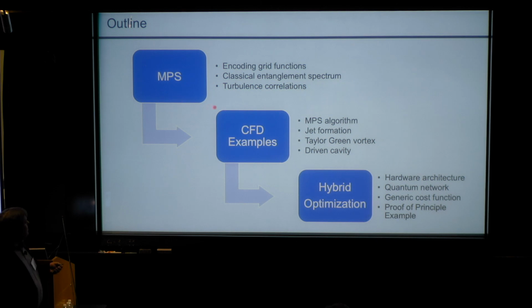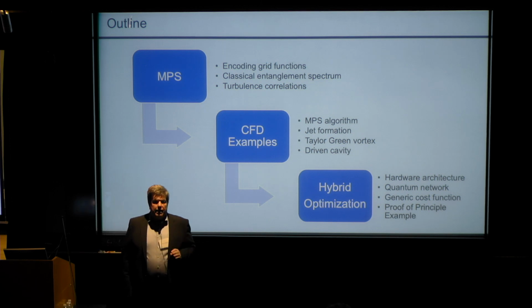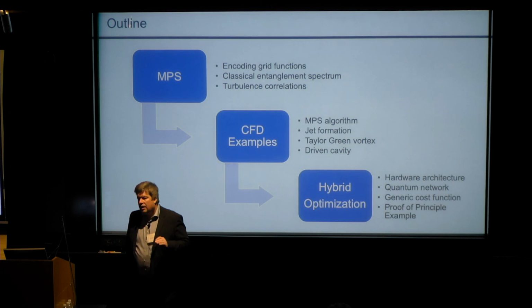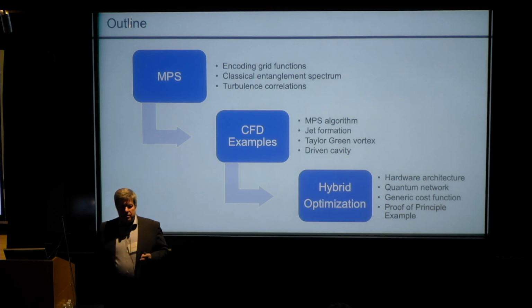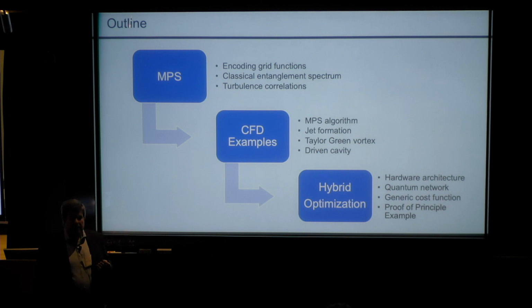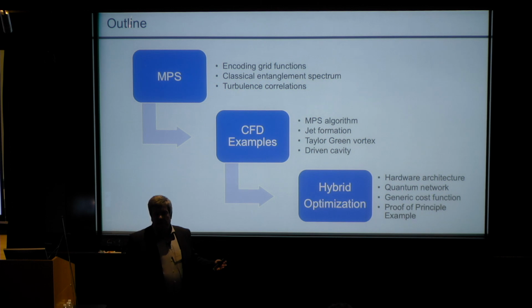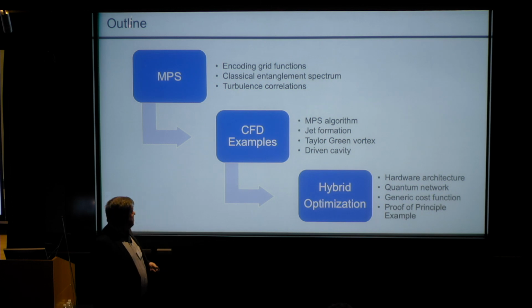Then I will work out and show you classical entanglement spectra and turbulence correlations, and I will do all of that based on solutions that were obtained numerically by standard so-called direct numerical simulations, so numerically accurate solutions to the Navier-Stokes equation. I just take those in a similar way to what we heard in the previous talks. I will take those solutions, write them as matrix product states, and then we'll analyze their properties.